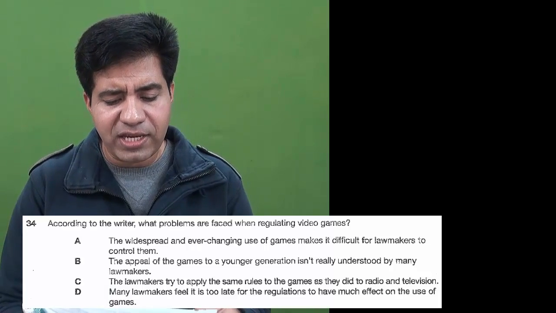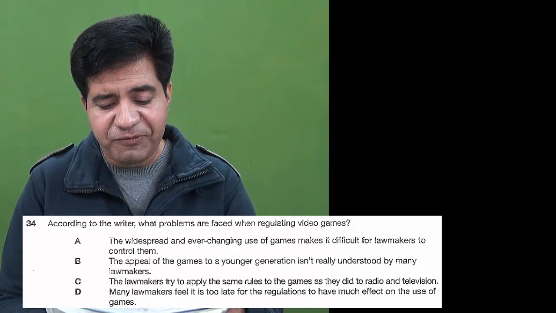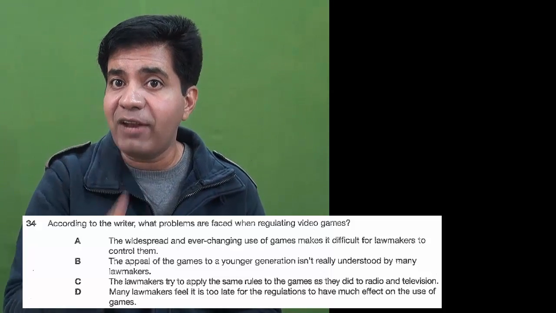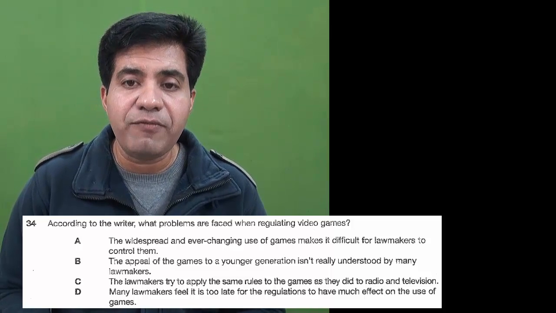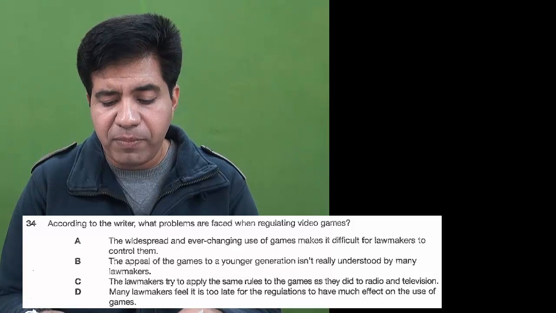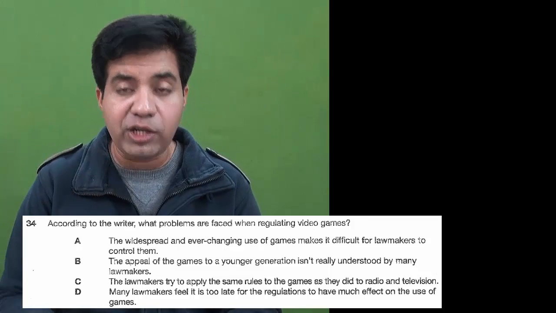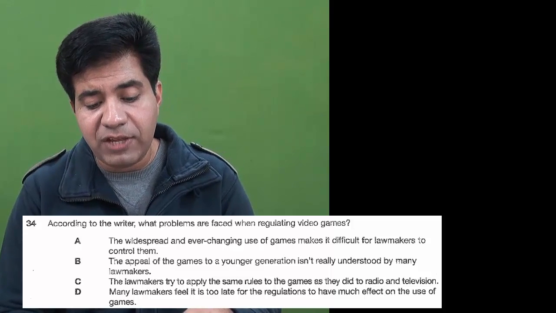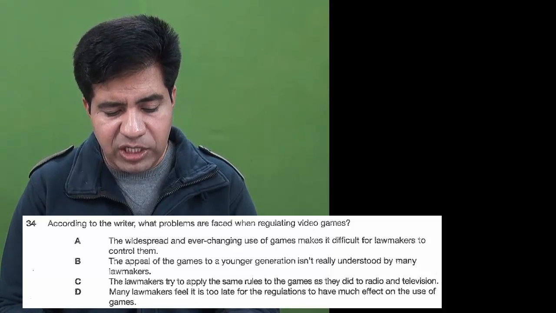Okay, let's go ahead. We don't need to read D. 34. According to the writer, what problems, now underline what problems, are faced when regulating video games? Encircle regulate, regulating. You need to scan for this word, right? When we regulate the video games, according to the writer, what problems are faced? Don't read the options first. Find regulate and then read about it. Your findings should be about what problems are faced when regulating video games.